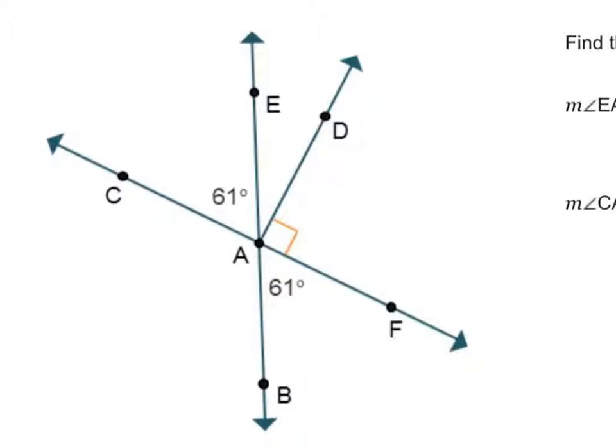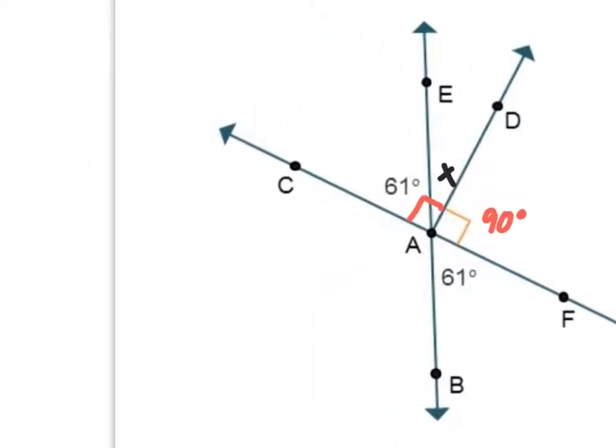Now I know that this angle right here, DAF, is a 90-degree angle. It has that symbol there, so I'm going to write that it's 90 degrees. Because I have a straight line here, and because this angle is 90 degrees, I know that angle CAD is also 90 degrees. I'll call angle EAD angle X, because I'm going to set up an equation since these two angles are complementary. They add up to 90 degrees.